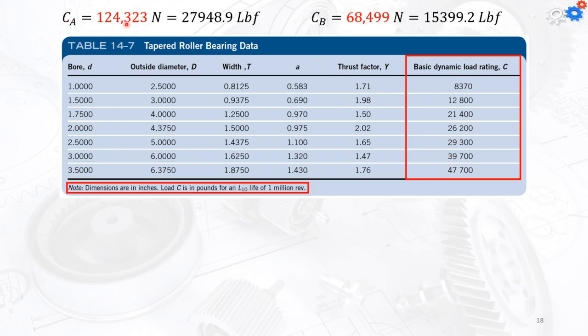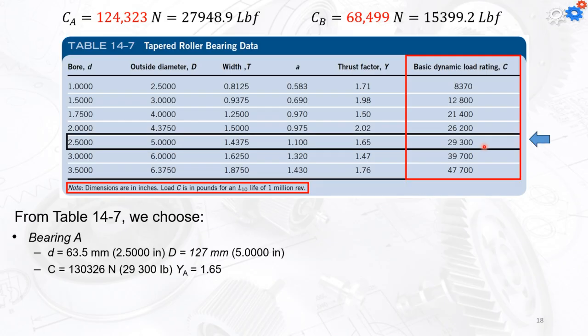So I locate for the C value. For the CA, which is 27,984, I will look on the table here. I have here 26,000, no, 29,300 is okay. So this will be the bearing A. Bearing A is going to have a bore diameter of 2.5 inches, the outside diameter of 5 inches, and the C value is 29,300, and the YA is 1.65.